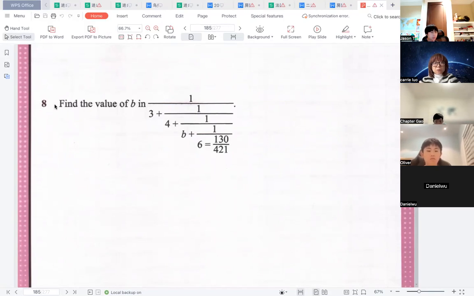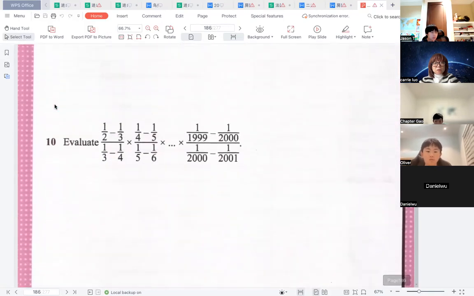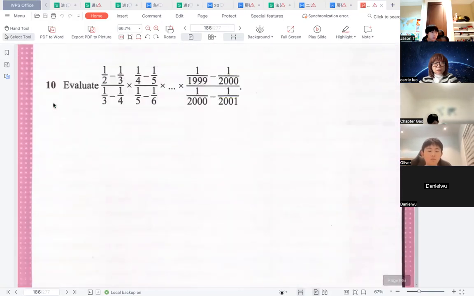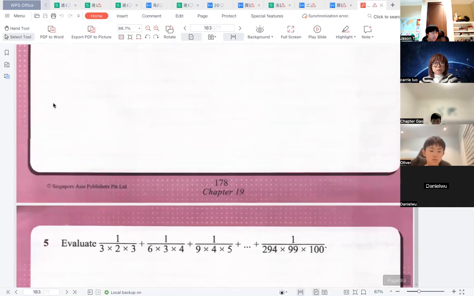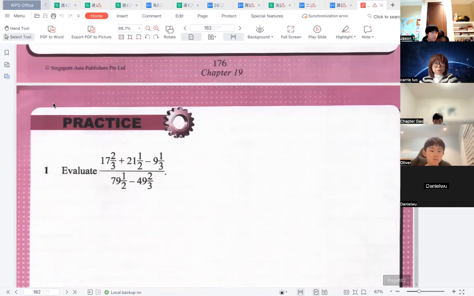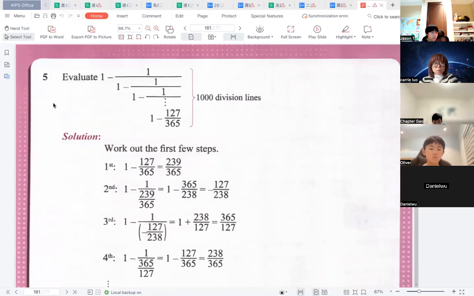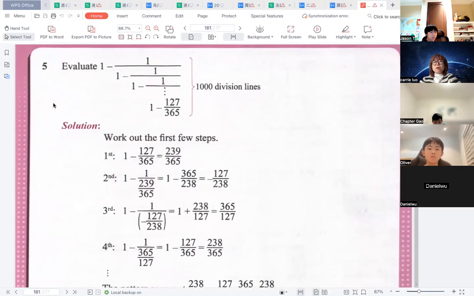第8题怎么会是这样的？ Okay, you know what? Let's take a look at this one first. Number 5. Can we do number 5?